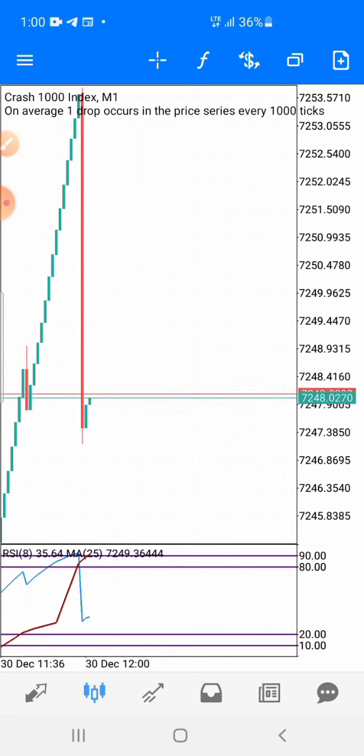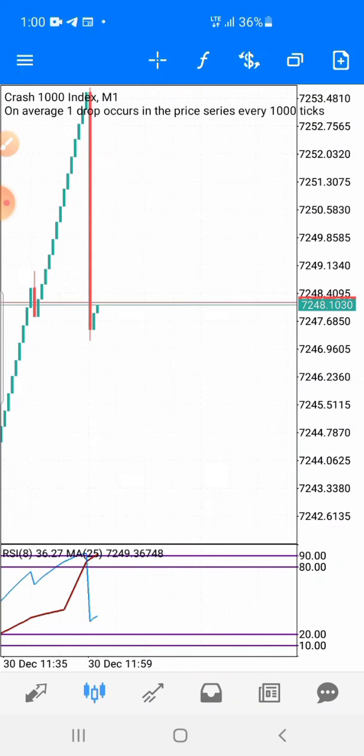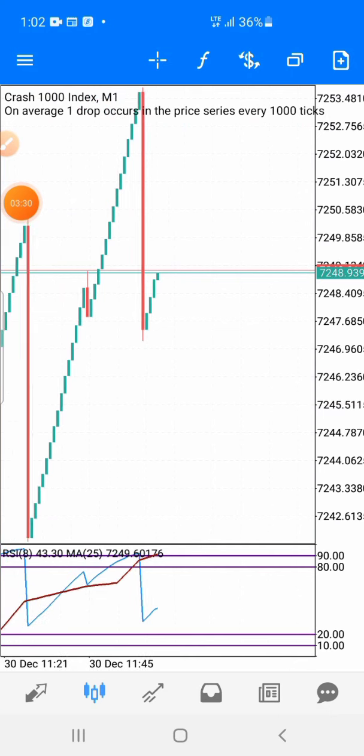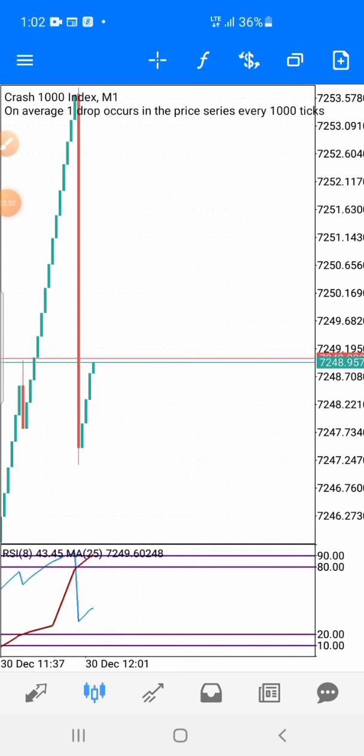Remember you can still use the same strategy on Boom, both Boom 500 and Boom 1000. You can still use it there. So now all you need to do is to see when they are at the overbought region for a Crash. If you are using Boom, you need to see them at the oversold region on Boom. Once you see that, you place your sell. So all you need to do is to see the two lines at the overbought region.